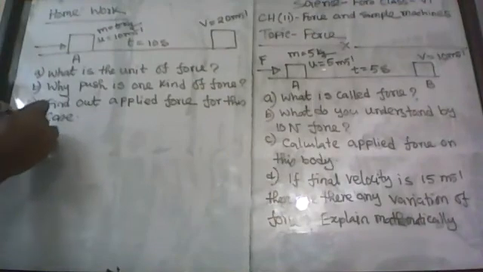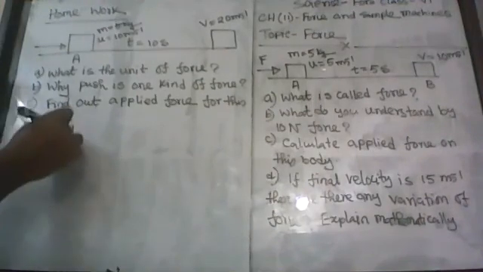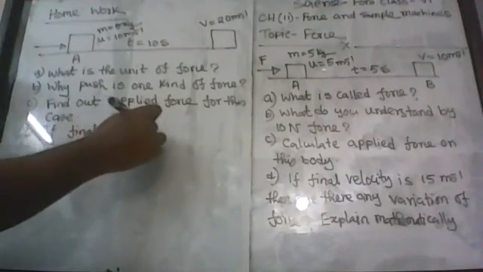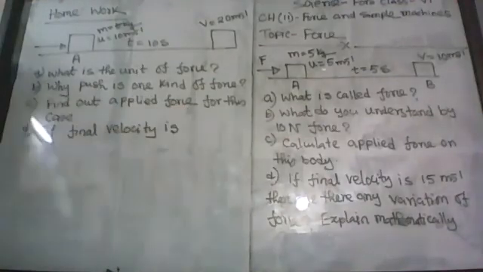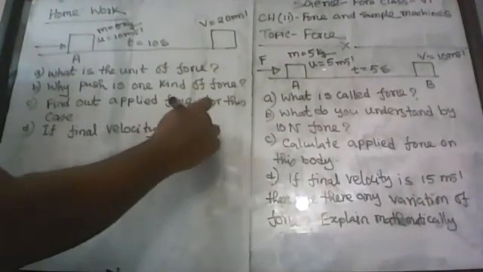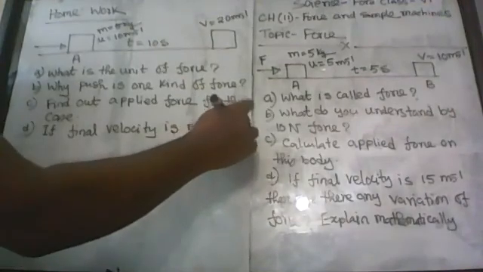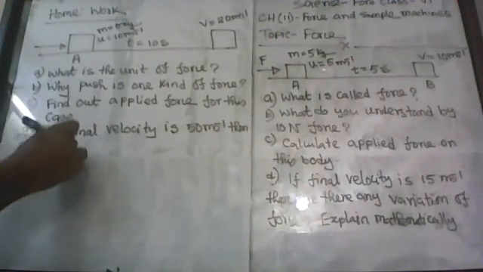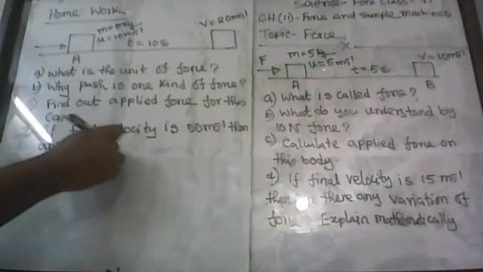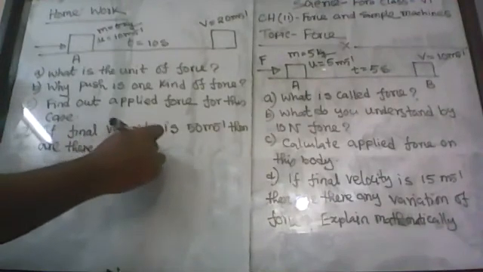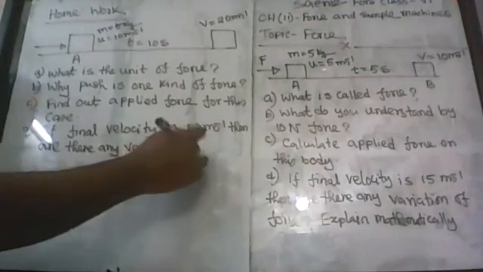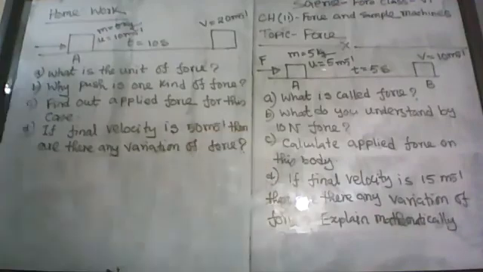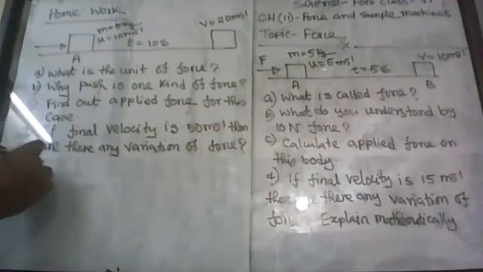Question number D: if the final velocity is 50 meters per second, then is there any variation of force? Explain mathematically.